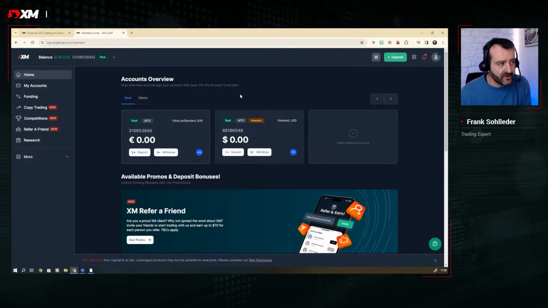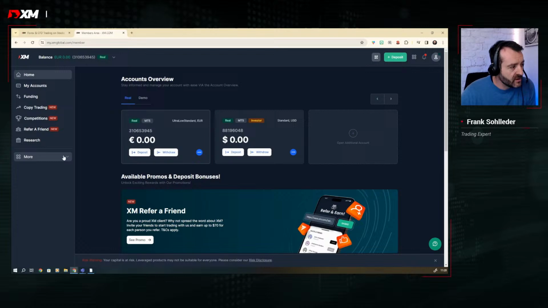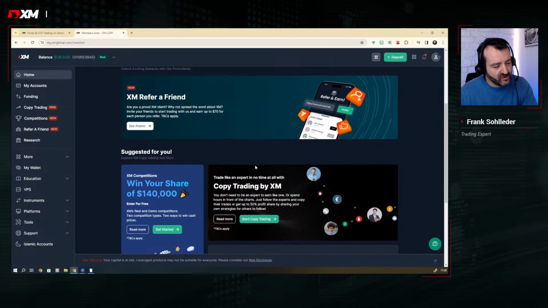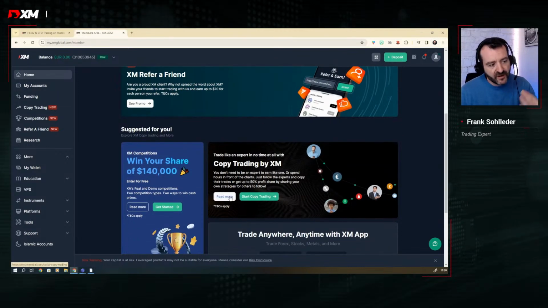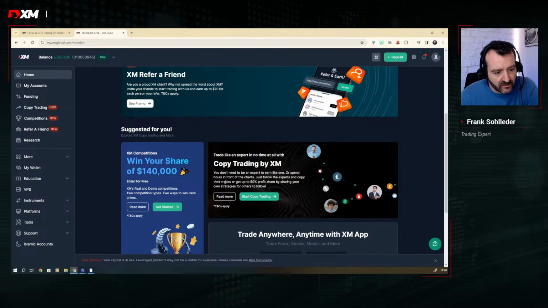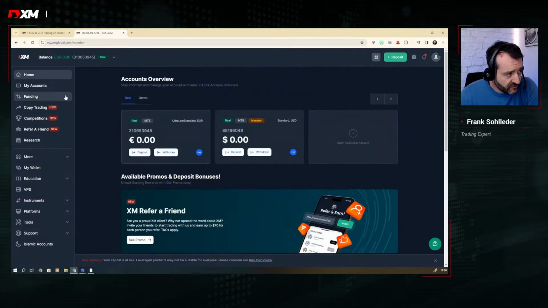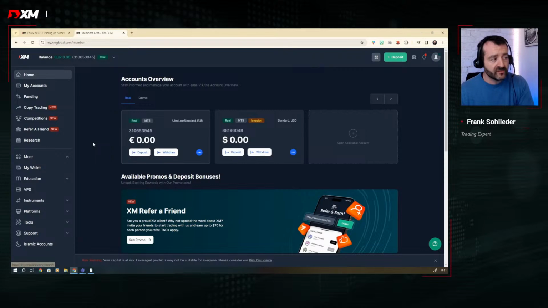This is the very first starting area, the home base, the member area, and you find a lot of information here. Not only about your account, but also about promotions XM is doing and how to start copy trading, which we are exploring together today. On the left side you have a fast navigation where you can find your account, the funding section, copy trading, competitions, refer a friend, research, and so on. But a big advantage of copy trading is you don't have to do research.